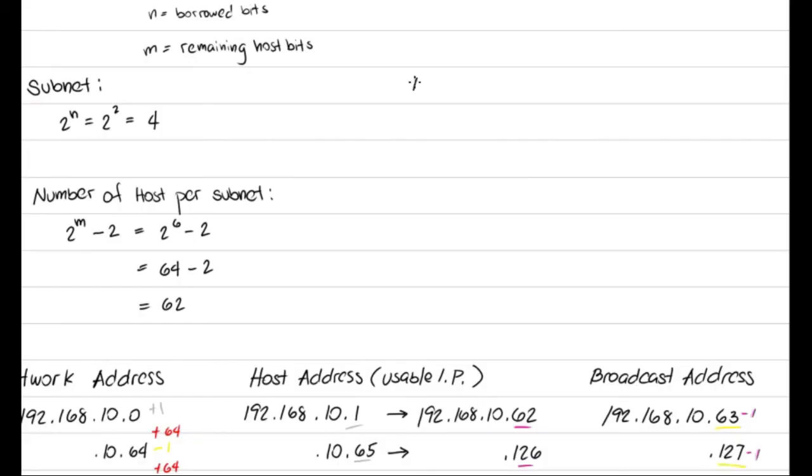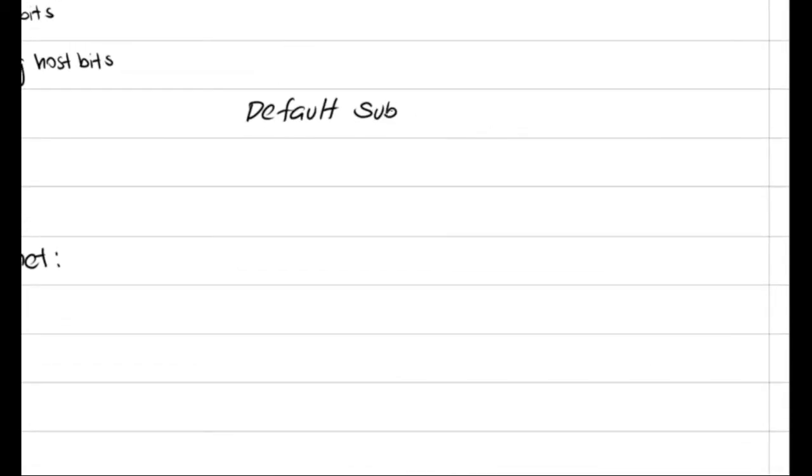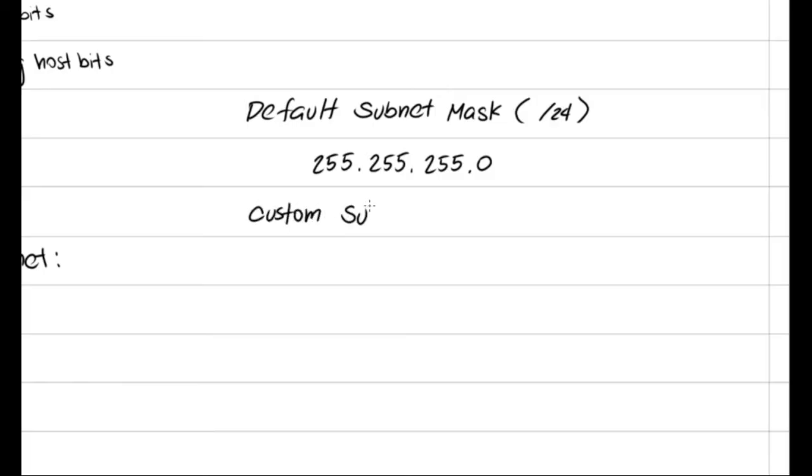So the next and the last one that we will compute is for the default subnet. The default subnet is given at the start. So what is our prefix? Our prefix given is /24. So our default subnet mask is 255.255.255.0. And the next one is the custom subnet mask, or what we call our new subnet mask.